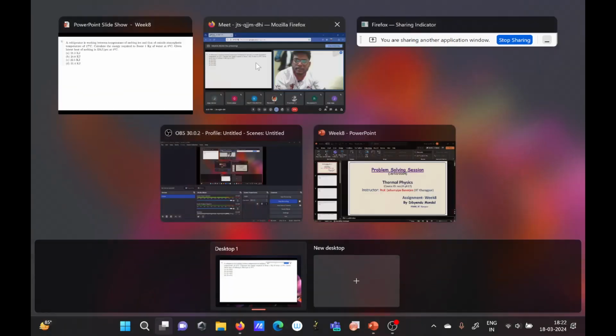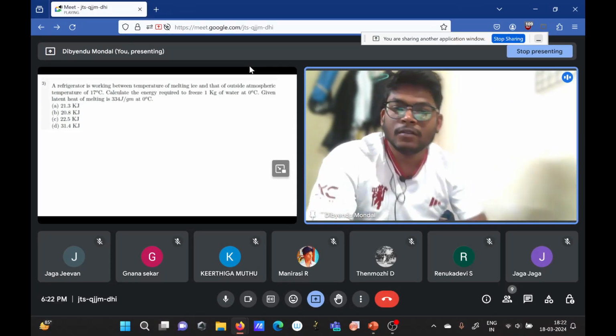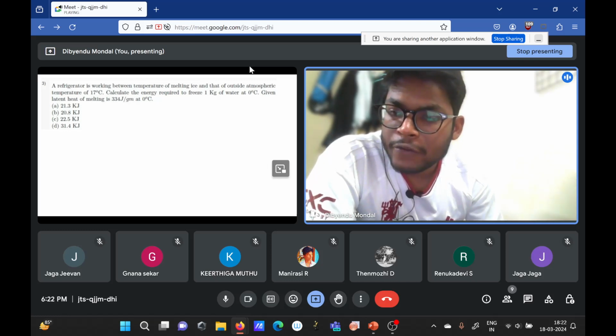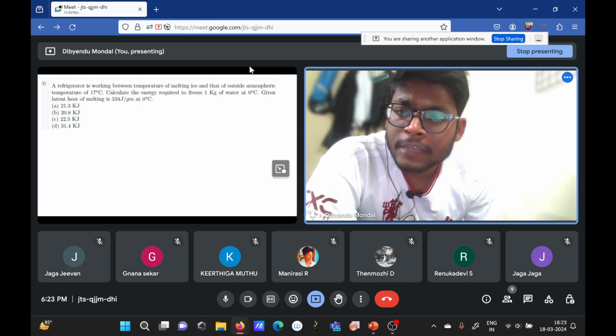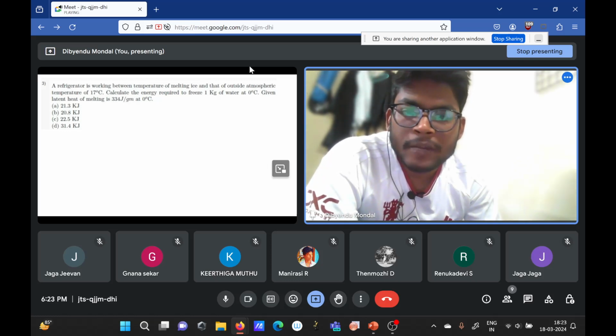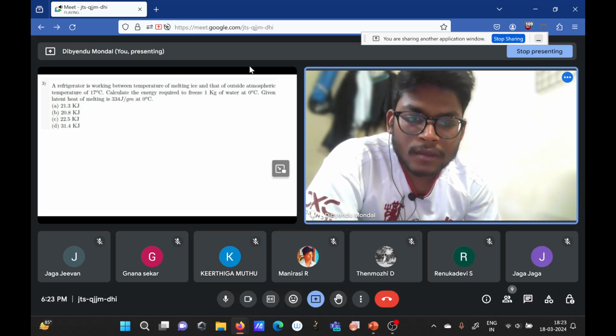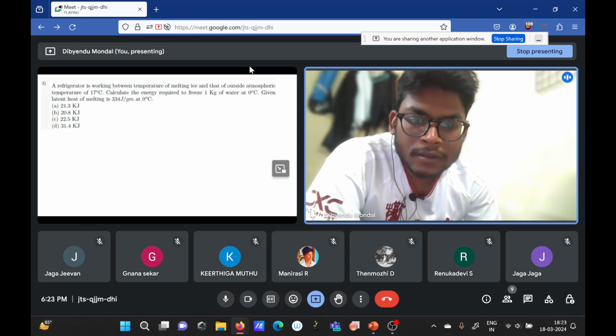This problem says, let me read it out. A refrigerator is working between the temperature of melting ice. What is the temperature of melting ice? What is the temperature at which ice starts to melt? Anyone?